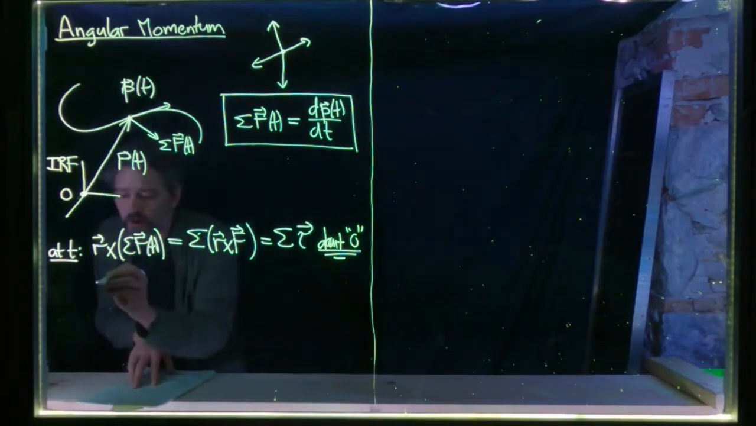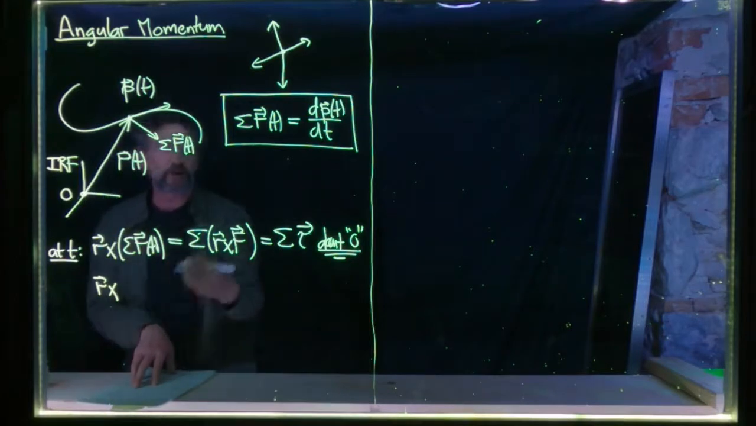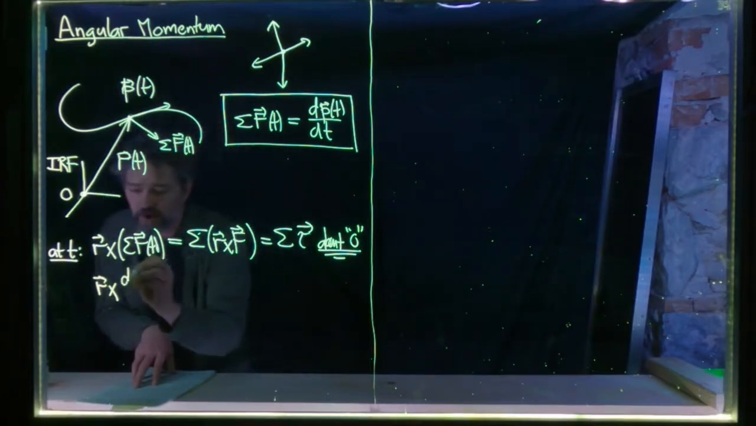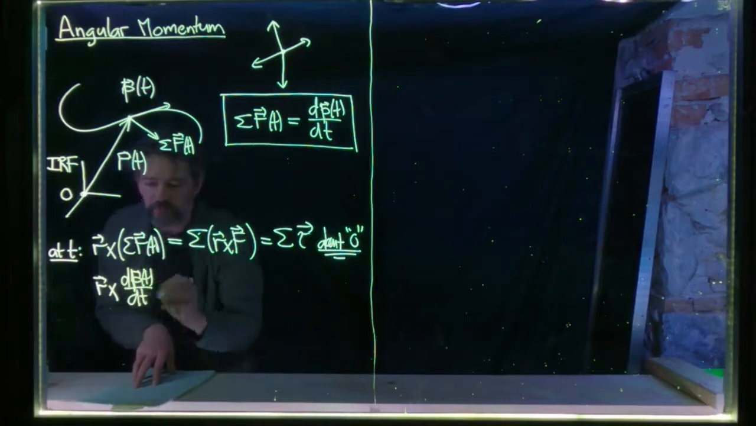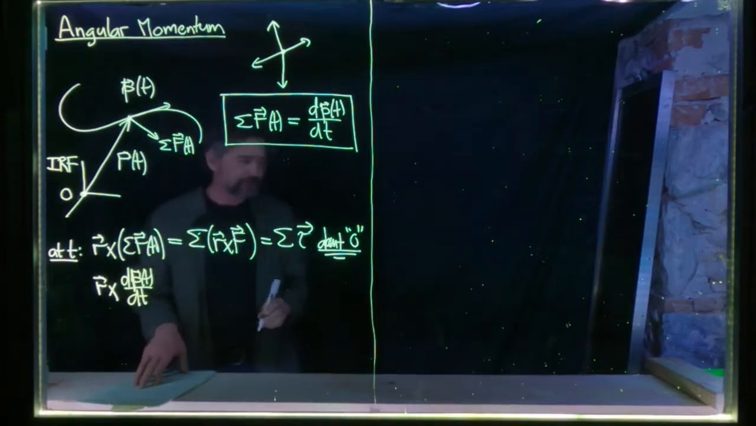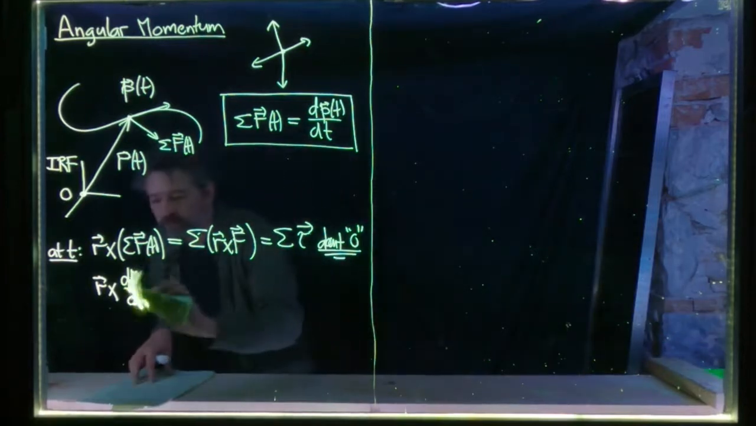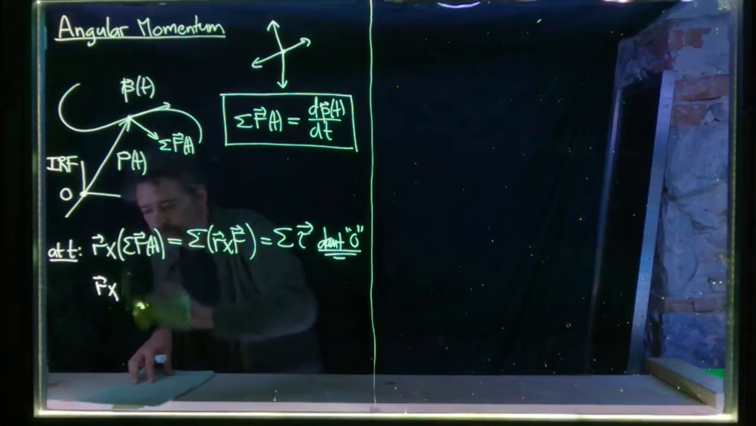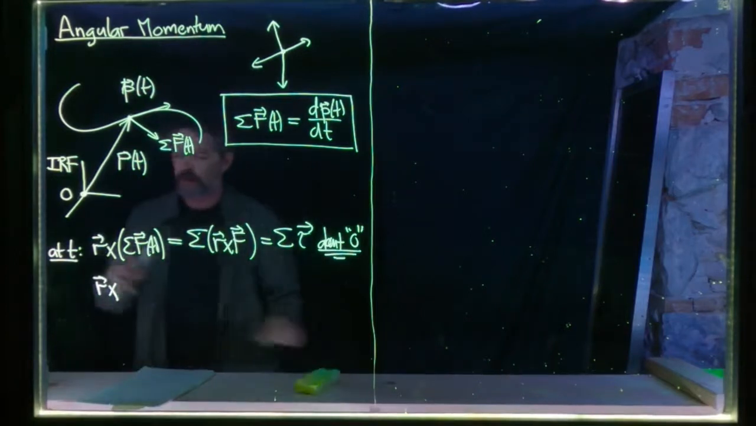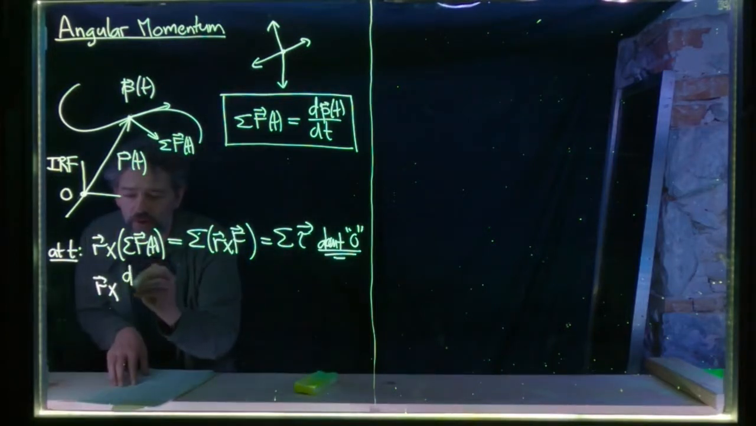So the vector r at this instant of time, cross product with the time derivative of the momentum at that instant of time. Let's just drop the t in there; it's all assumed to be at time t. So it's r cross dp/dt.